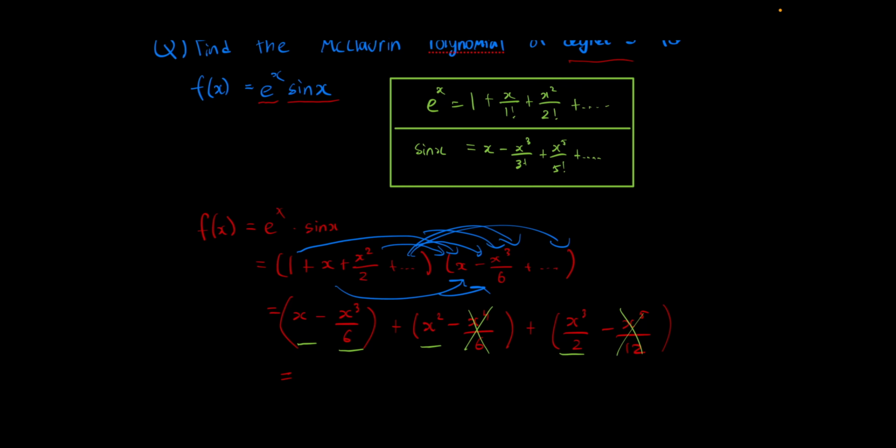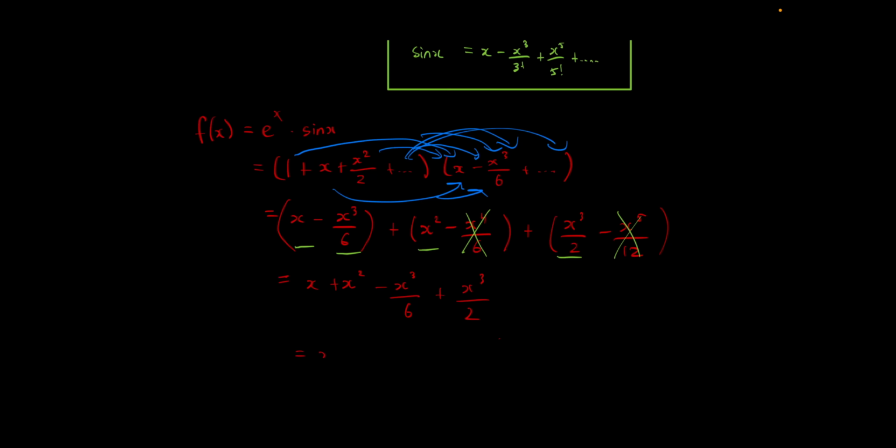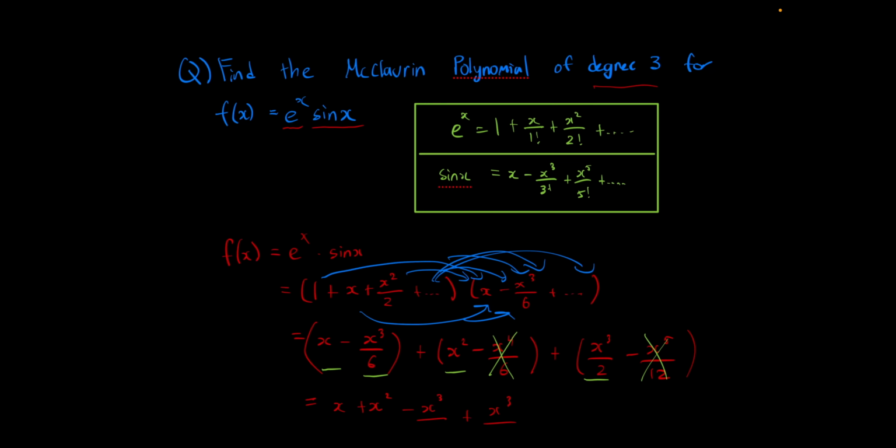So let's finish this off. It becomes x plus x squared minus x cubed over 6 plus x to the 3 over 2. And this becomes x plus x squared plus 1 over 3 x cubed. So that is going to be our Maclaurin polynomial of e to the x times sine x up to degree 3.